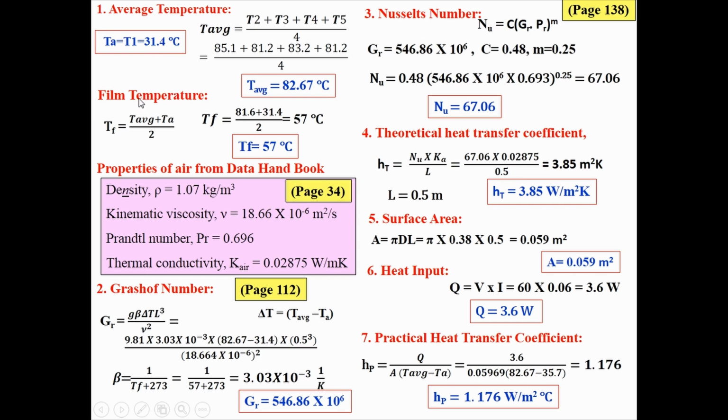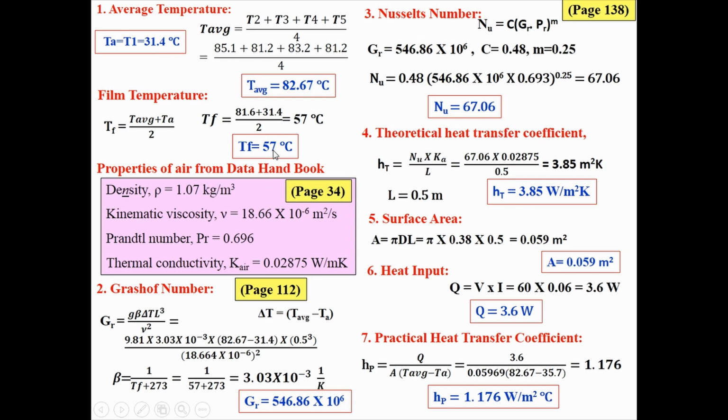After this, you have to calculate the film temperature. What is the film temperature? Film temperature is represented as TF. TF is equal to T average plus TA divided by 2. Now substitute T average, already calculated here, and TA, which you already know. Substitute here, you will get the film temperature as 57 degrees Celsius.